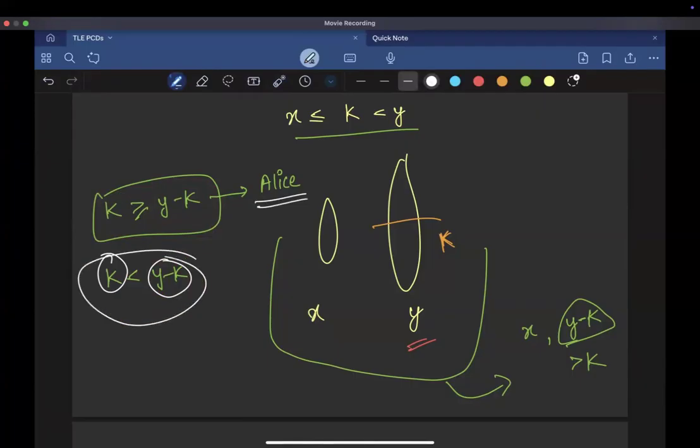Basically, what you want to do is make the first move such that Bob never gets a chance to make a move. If you can do this, then Alice will win.